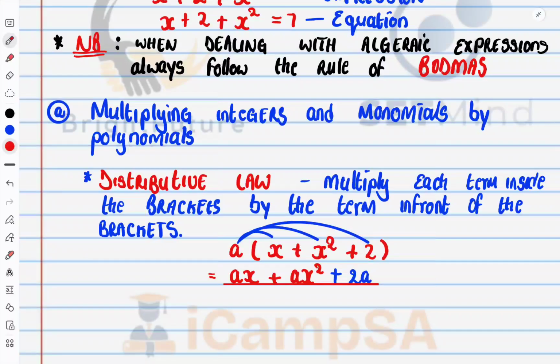Which means we always deal with something that is inside the brackets first, and see if we can maybe add or separate whatever is inside the brackets, and then next we will deal with division and multiplication. We'll see whether division or multiplication operations can be done in the expression. Once we have done that, we'll then move to addition and subtraction.